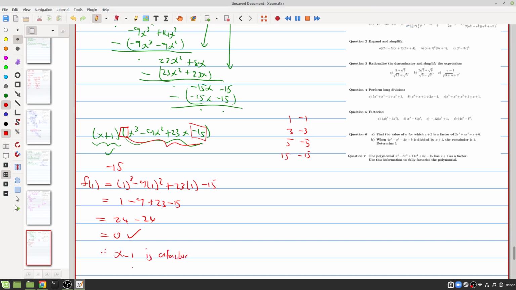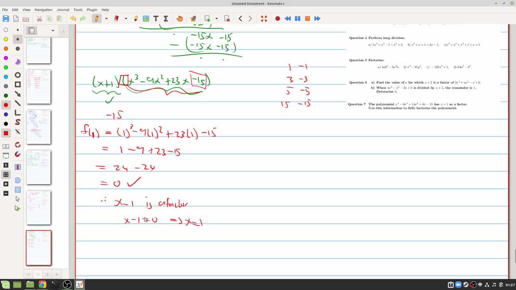How do we know it's x minus 1? Well, because if we say x minus 1 equals 0, we get x equals 1, right? So that's that thing here. Okay, so x minus 1 is a factor. So now we can take this thing again and divide it by x minus 1. So x cubed minus 9x squared plus 23x minus 15 divided by x minus 1, because we know x minus 1 is a factor of this thing. So we should again get a remainder of 0 because this is a factor.